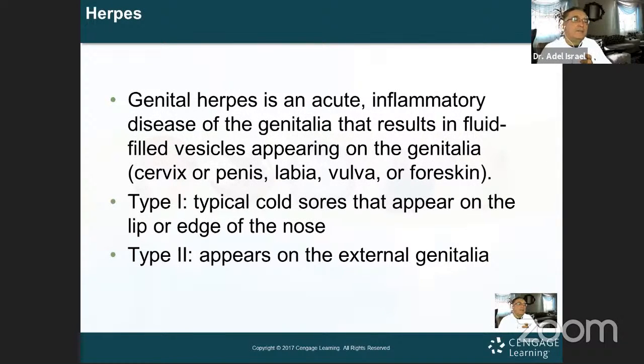Another annoying disease is herpes, and herpes is of two types. One appears on the lip and edge of the nose, this is type 1, and type 2 appears on the external genitalia. And this is acute, it happens all of a sudden. It is an inflammatory disease of the genitalia that results in fluid-filled vesicles appearing on the genitalia, which is a very painful situation. So this is herpes.